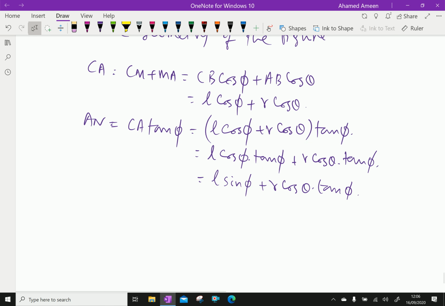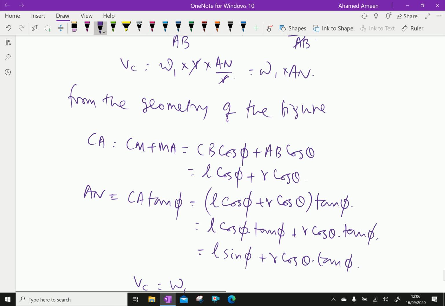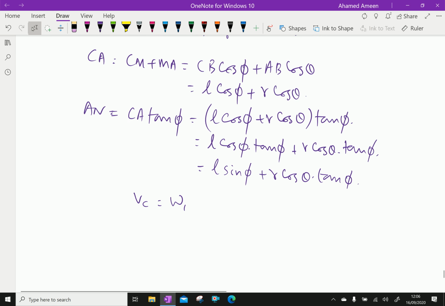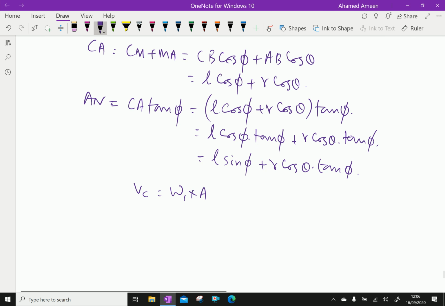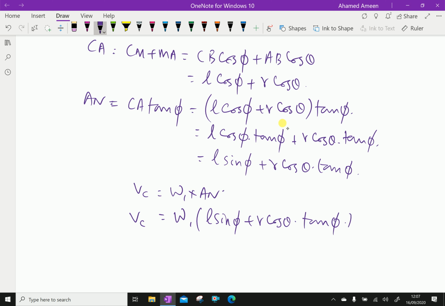Therefore, substituting this value of AN, we already have VC equal to omega 1 into AN, which is equal to omega 1 into L sin phi plus R cos theta tan phi. This is the expression for VC. We have done.